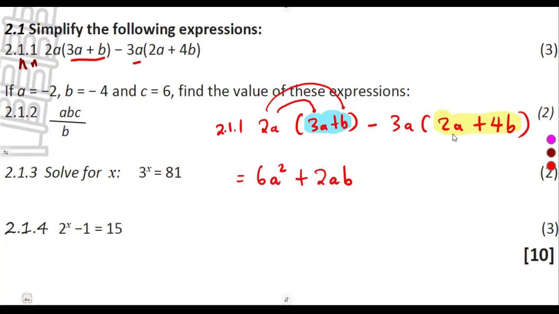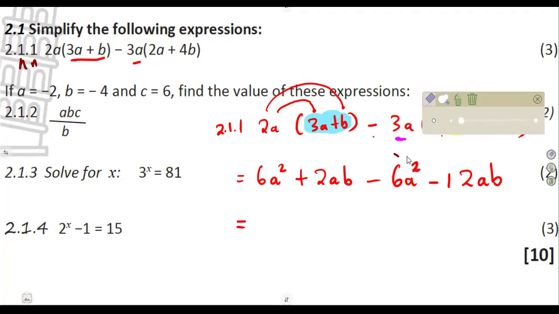From that, we have another bracket that is supposed to be multiplied by negative 3a. So take note, the negative has also to affect the signs that are inside. That's negative 6a squared, and negative times negative is positive, so negative 3 times 4 is 12ab, like this, all right? So remember to collect the like terms here. Work out with the like terms. So we have a squared there, this is 6a squared.